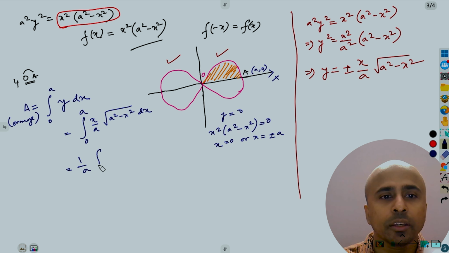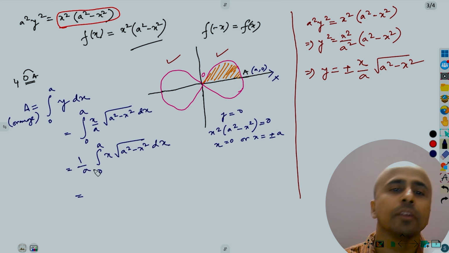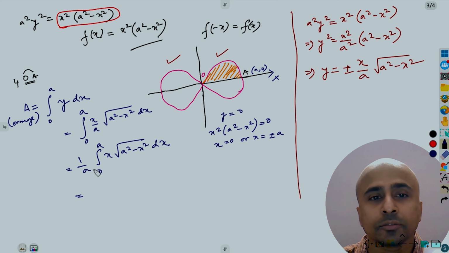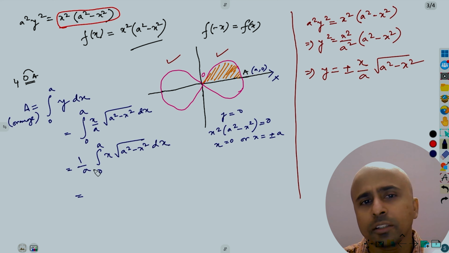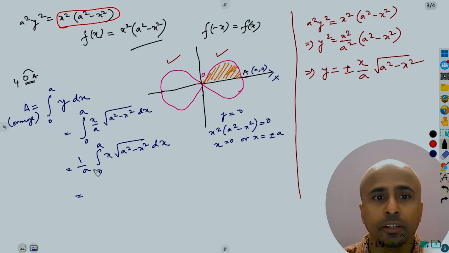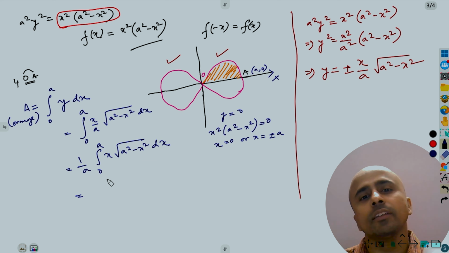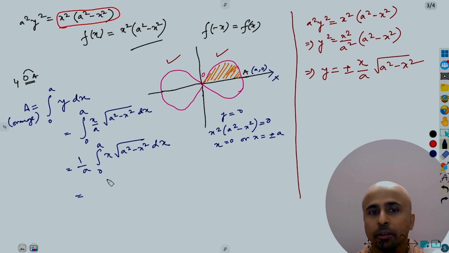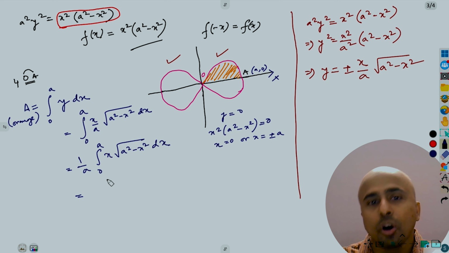So 1 by a, integral from 0 to a of x square root of a square minus x square dx. We know how to evaluate this integral. Also, there is a very standard formula to evaluate this integral, right? So we will simply substitute the value here. You can either take a substitution approach or else you can directly evaluate this integral without any substitution. I will show you both actually.